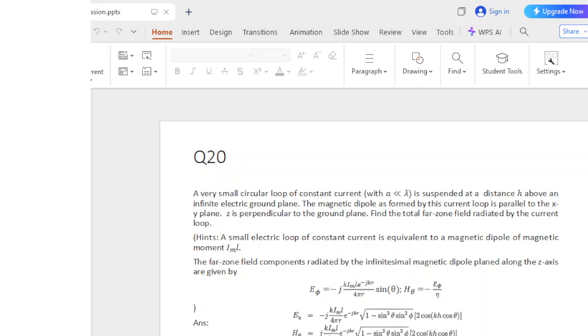The magnetic dipole formed by the current loop is parallel to the xy plane. So he didn't say anything about the direction of the magnetic dipole. The axis is the vertical axis perpendicular to the ground. And you are asked to find the total far field radiated by the current loop. The formula for the magnetic dipole is given here. So let's start.